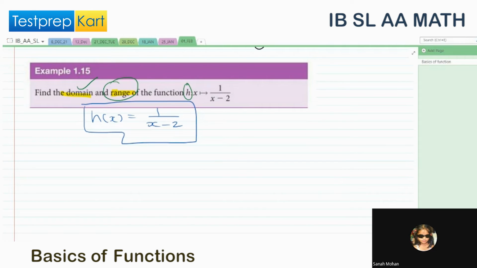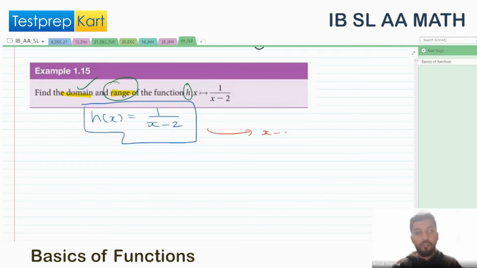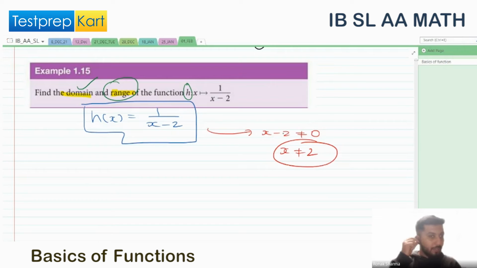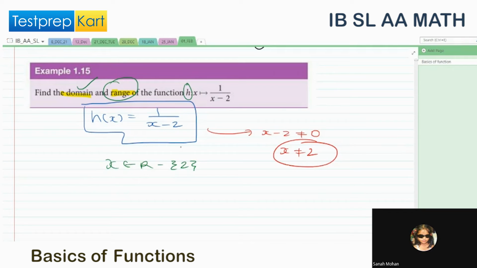X minus 2 should not be 0. So x should not be 2. So is there any other condition left? No. So that means what? X can take all real values except 2. Okay.